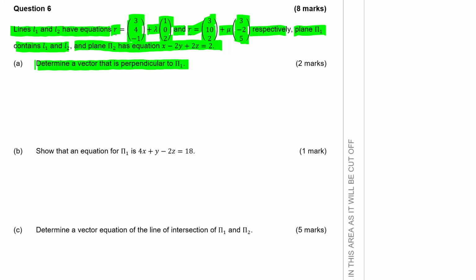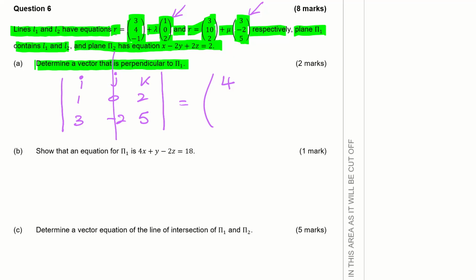Well, plane 1 contains both of these lines, so it's going to be perpendicular to these two vectors. That means that we could do a vector product. So (1, 0, 2) and (3, -2, 5). Covering up i gives us 0 times 5, which is 0, take away negative 2 times 2. So take away negative 4 gives us positive 4.